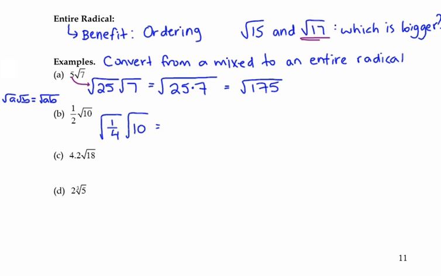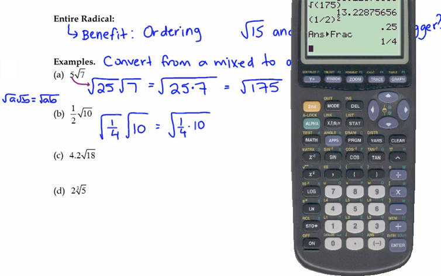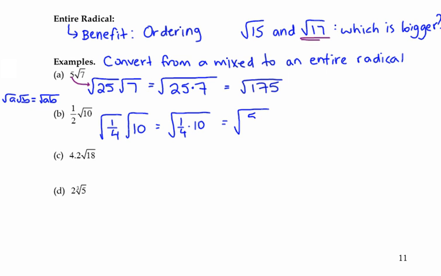Now that they're both square roots, can we put them under 1 square root? Yeah. So 1/4 times 10. So we don't type in the radical, we just type in the numbers. 1/4 times 10. And then 2.5, but we want to write it as a fraction. Math, enter, enter. Root 5 over 2. Okay.